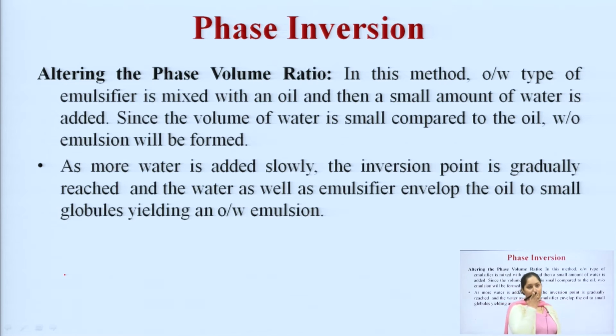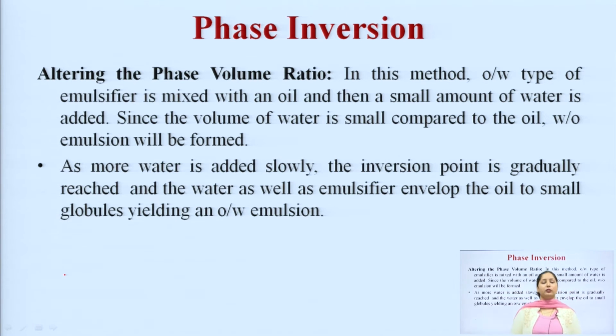Then, altering the phase volume ratio, that is the ratio between the water and the oil phase. If we alter this ratio, then phase inversion also occurs. In this method, an oil in water type of emulsifier is mixed with an oil, and then a small amount of water is added. Since the volume of water is small compared to the oil, a water in oil emulsion will be formed. Okay. So, if we have not properly adjusted the ratio of the oil and water, then an inversion of the oil in water to the water in oil type of emulsion happens.